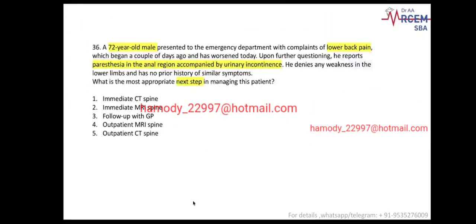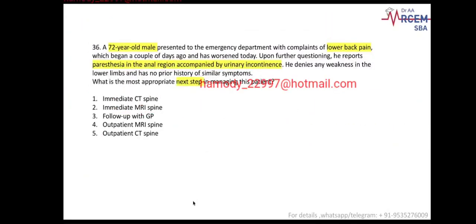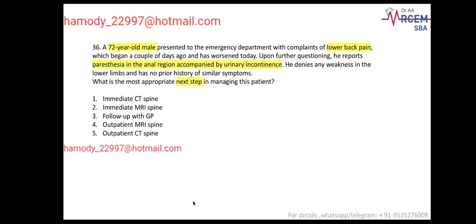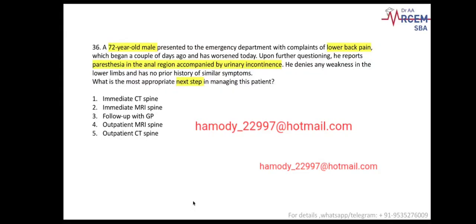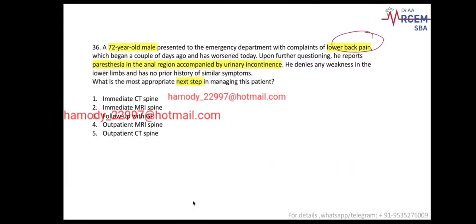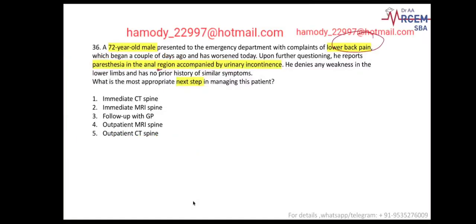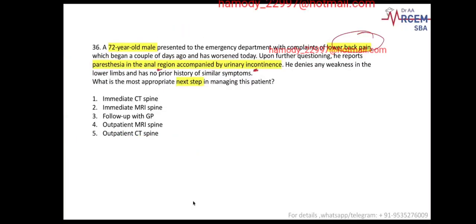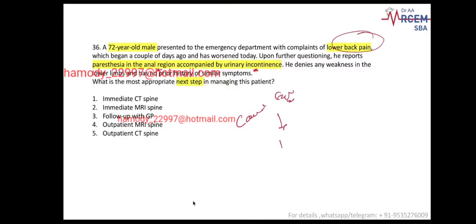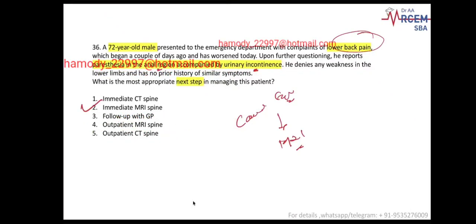A 72 years old presents to the ED with lower back pain, paresthesia in the anal region, complaining of urinary incontinence. Lower back pain, paresthesia in the anal region, that is perianal sensation loss, and urinary incontinence are all suggestive of cauda equina syndrome. So for cauda equina syndrome, the best next step will be to get an immediate MRI scan done. After that, involve the spine surgeons.